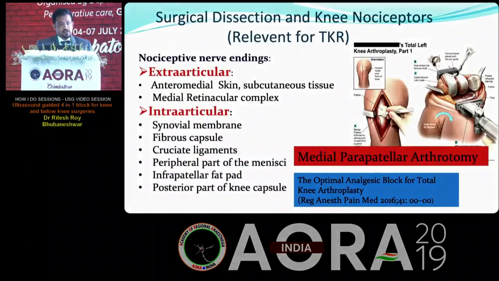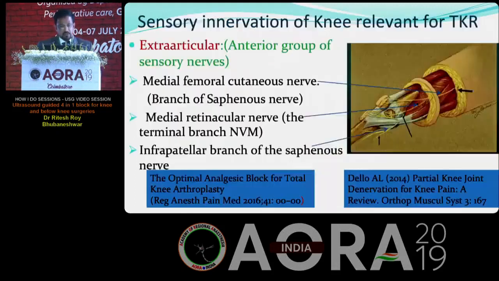And where are the nociceptive nerve endings? The nociceptive nerve endings are extra-articular, mainly the anteromedial skin and medial retinacular complex, and intra-articular, starting from the synovial membrane to almost the posterior part of the knee capsule. All these structures have nociceptive nerve endings.